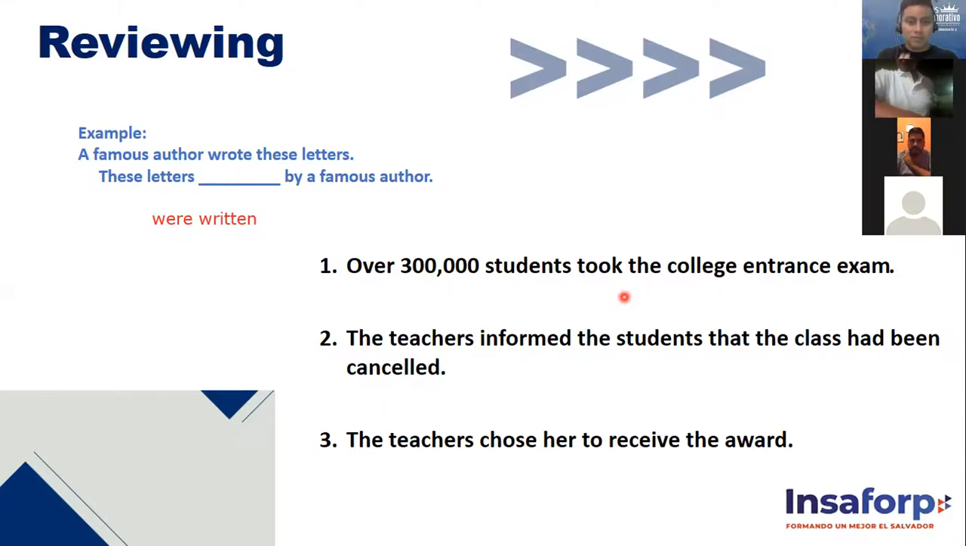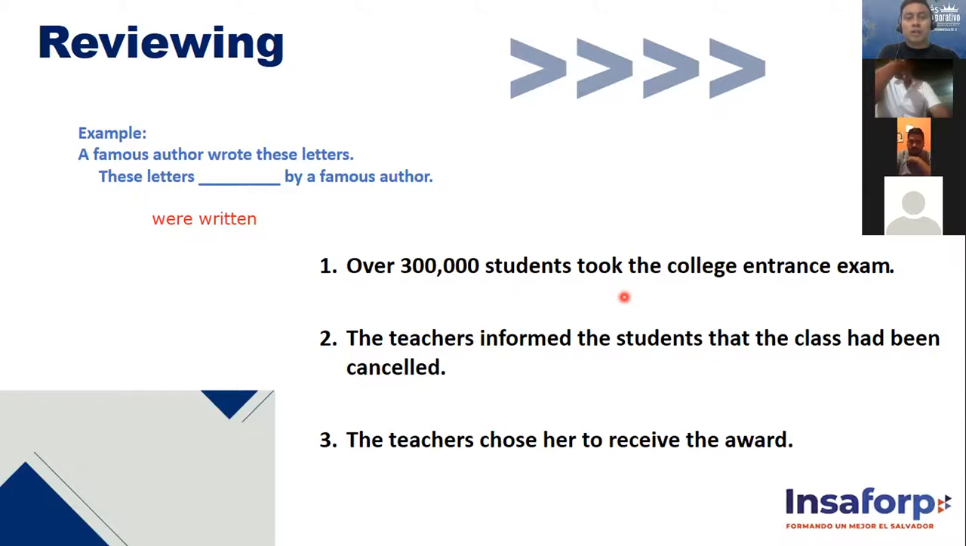by over 300,000 students, okay? Just a little change needs to be made. The college entrance exam was taken by over 300,000 students, if we want to say the students. So only the "by" was missing, but the idea in general, you just did it, okay? So good. What about number two? Let's work on this.